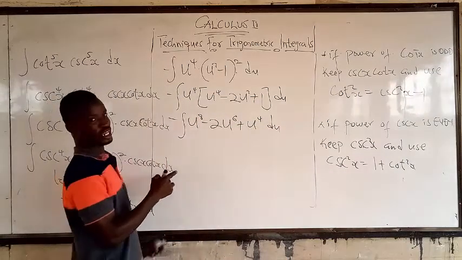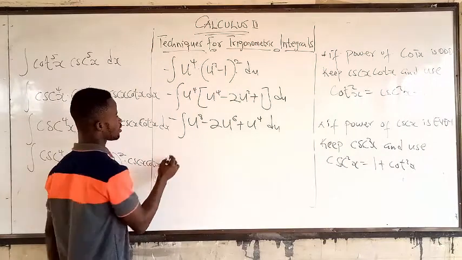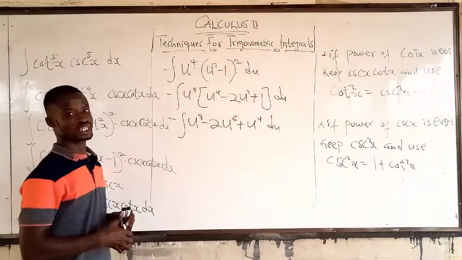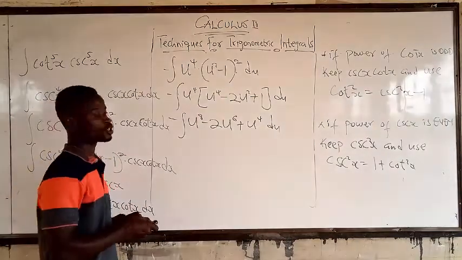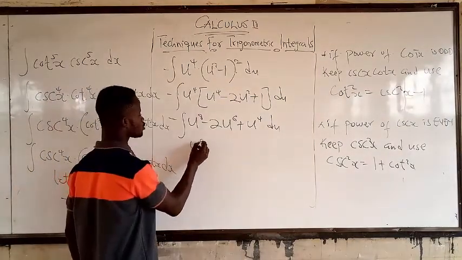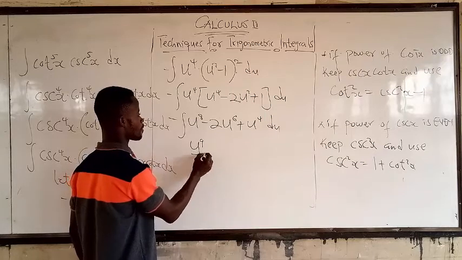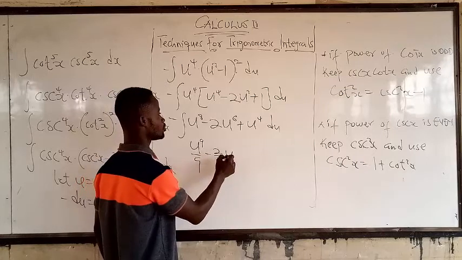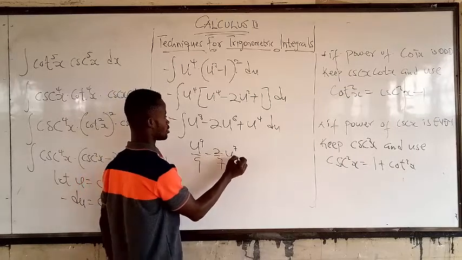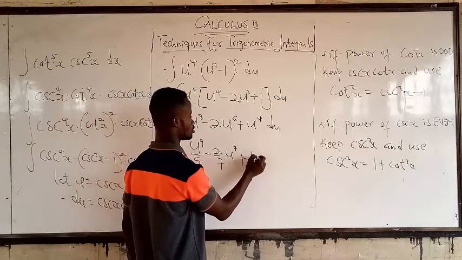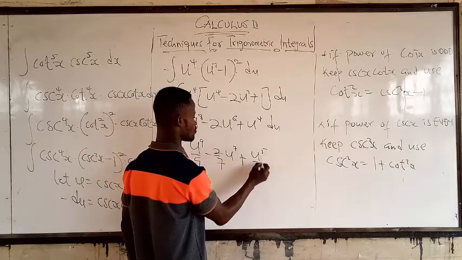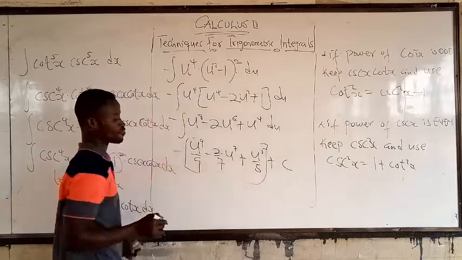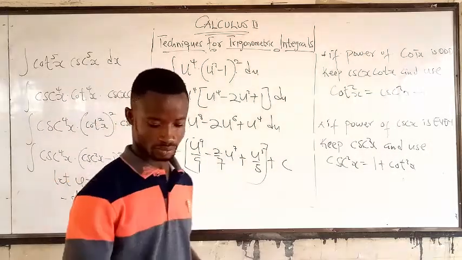Now, even if the negative affects the inside, you can choose to maintain the negative there and integrate each term. So by integration, you get u raised to the power 9 over 9 minus 2 over 7 u raised to the power 7 plus u to the power 5 over 5 plus c. Not forgetting that the negative affects the inside.